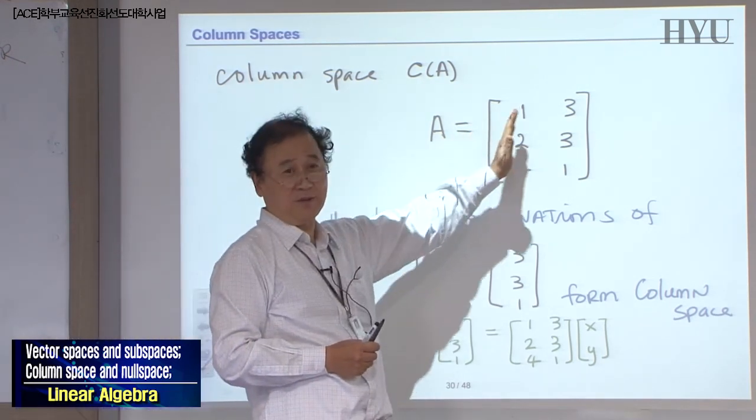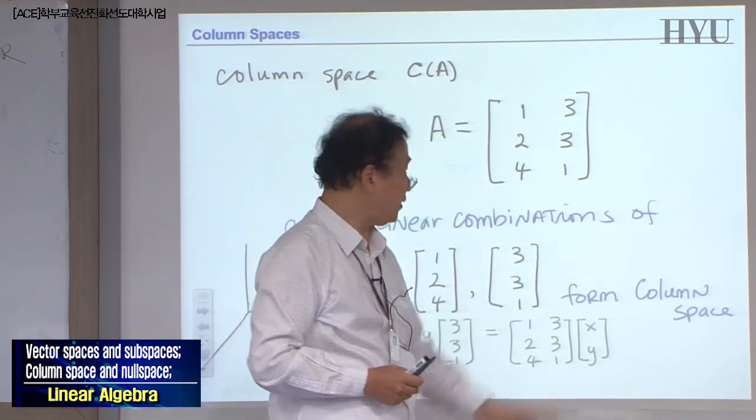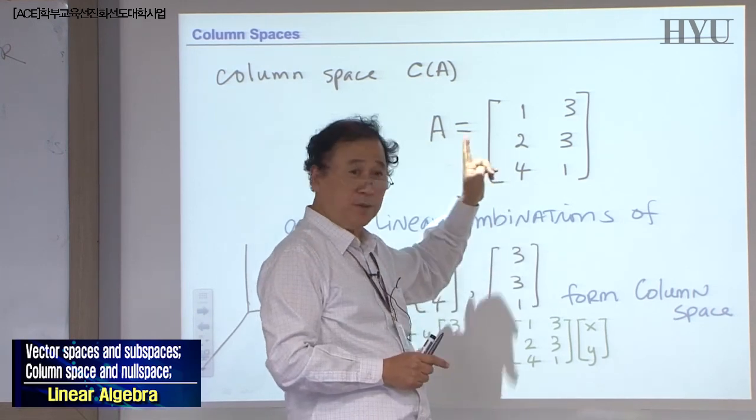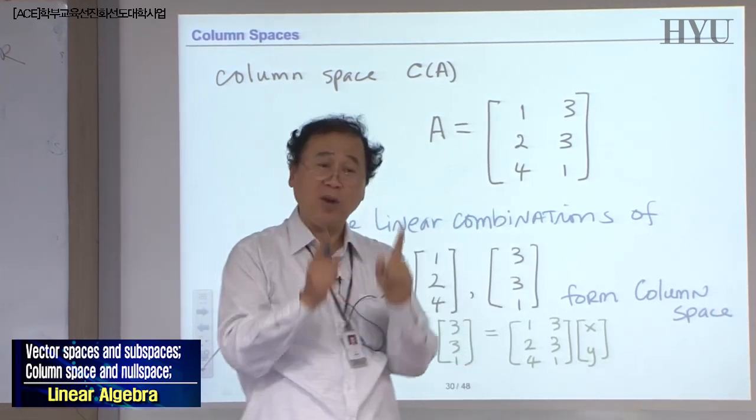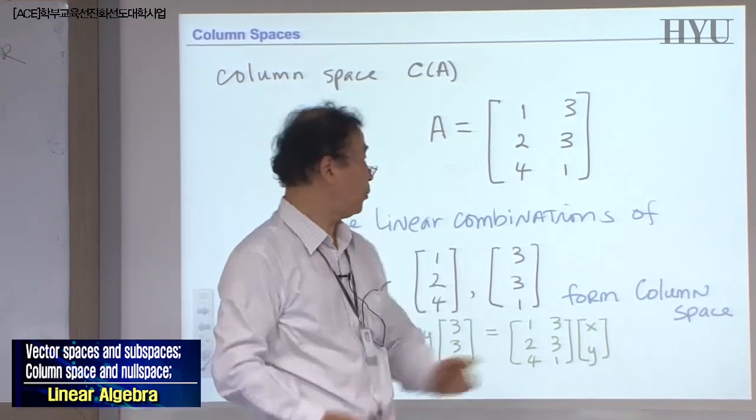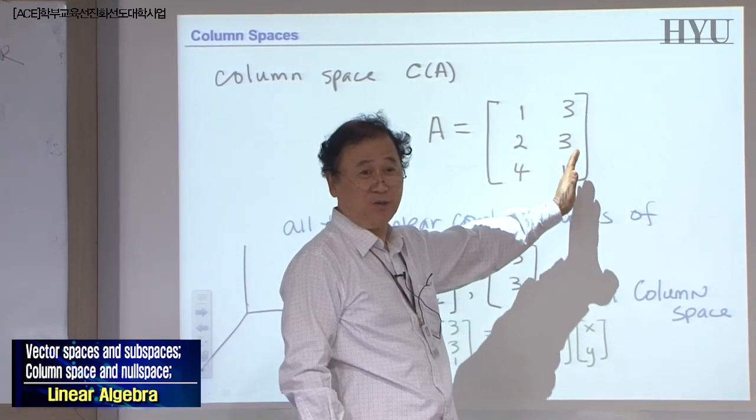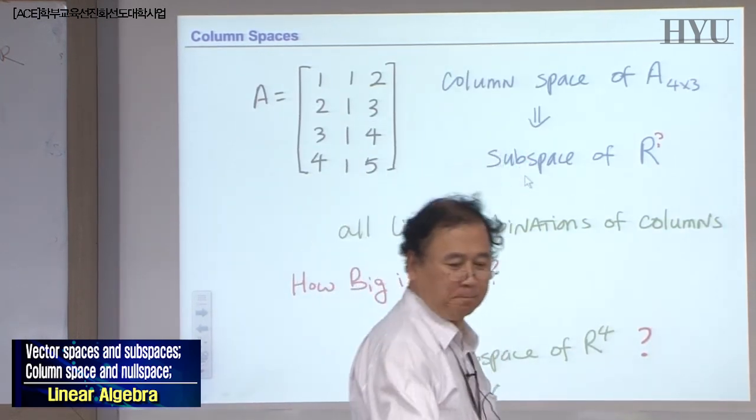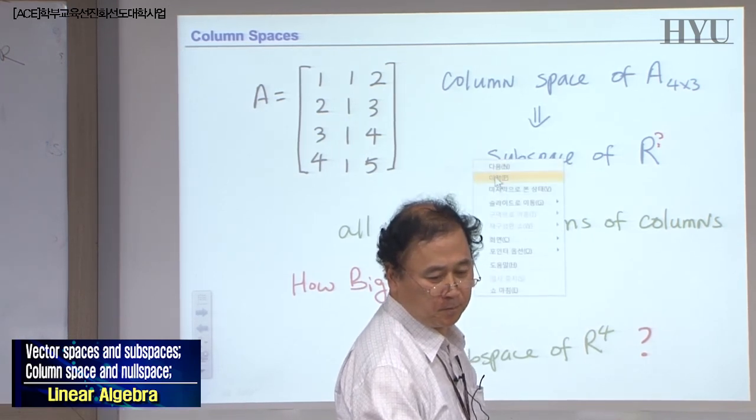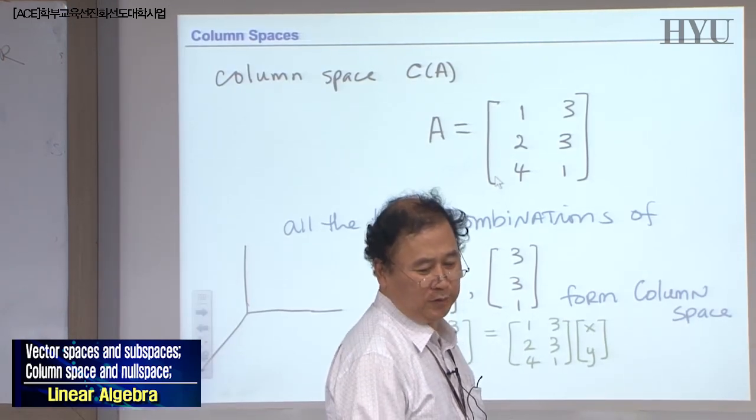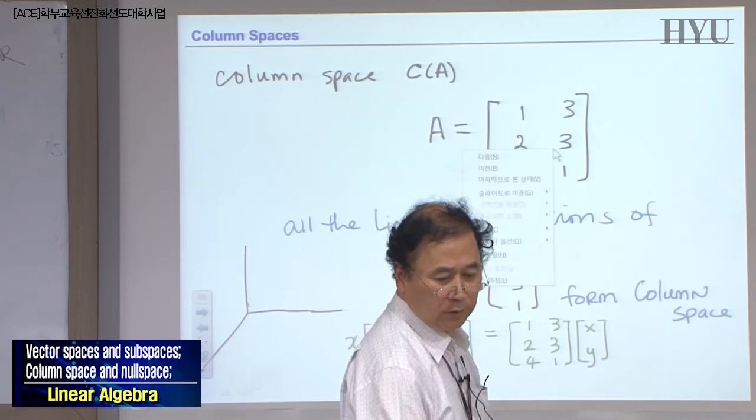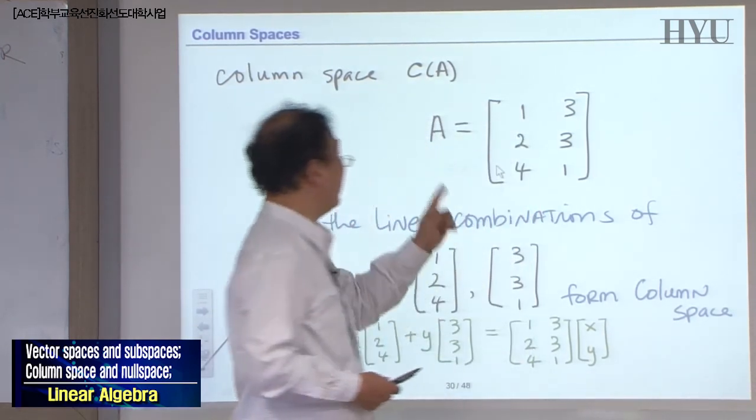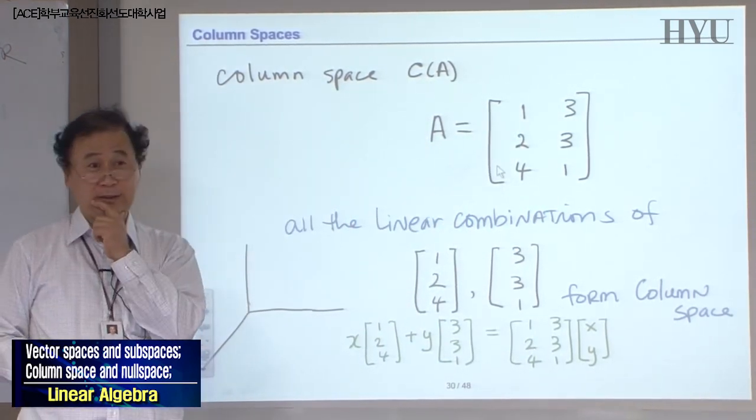This is one column vector, this is another column vector, right? As you see, this is a matrix. One way to view this is as a collection of two vectors, vector 1 and vector 2. Vector 1 is 1, 2, 4. Vector 2 is 3, 3, 1, right?